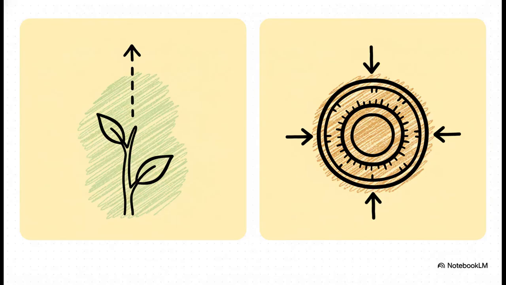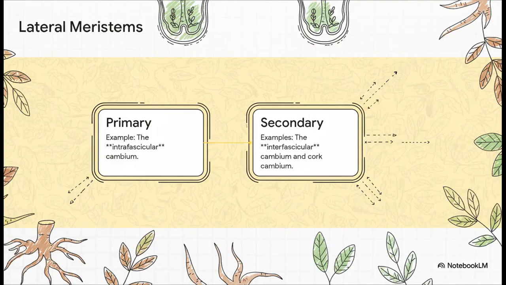And this growth happens in two main directions. First, you've got your primary meristems. These are usually right at the tips of the shoots and roots, and they're all about adding length, making the plant taller and the roots longer. But then you've got the lateral meristems. These are shaped like cylinders, and they focus on increasing girth, making the plant wider and more robust as it gets older.